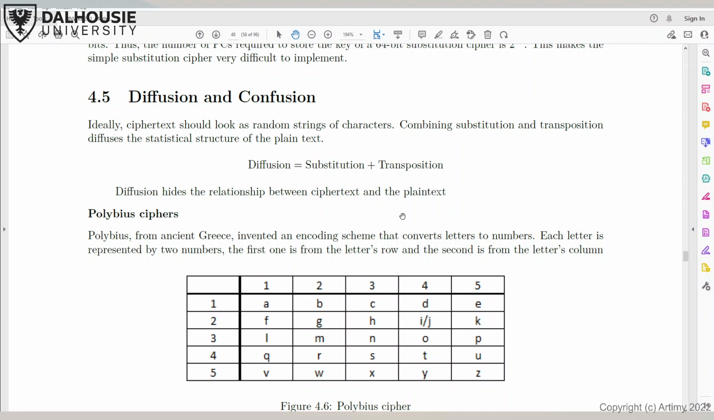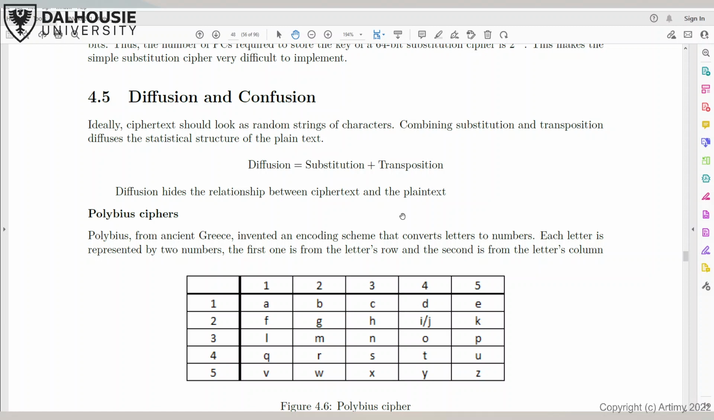So before we move on, we have a solution, obviously, we just didn't get there yet. But before we get to that solution, which will be in the next chapter, we need to consider this concept of diffusion and confusion. Each one of these terms means something. So the diffusion is intended to hide the relationship between the ciphertext and the plain text.